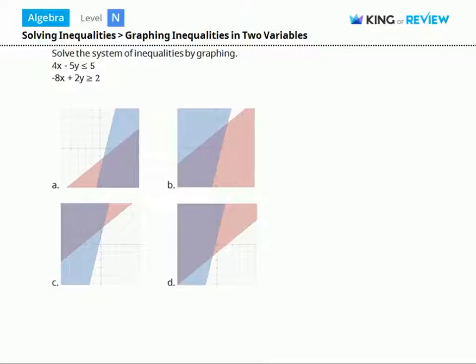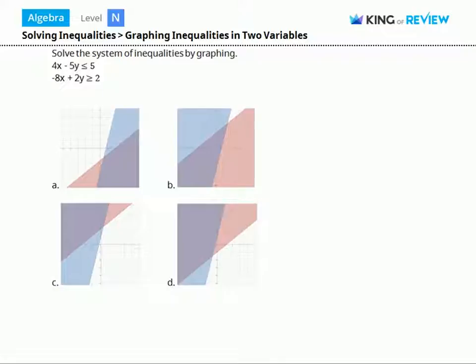Solve the system of inequalities by graphing. 4x minus 5y is less than or equal to 5, and negative 8x plus 2y is greater than or equal to 2. We'll start by putting these in the slope-intercept form.